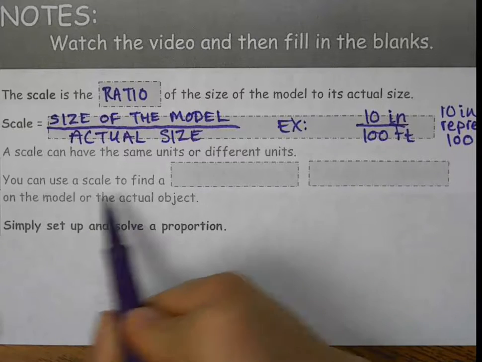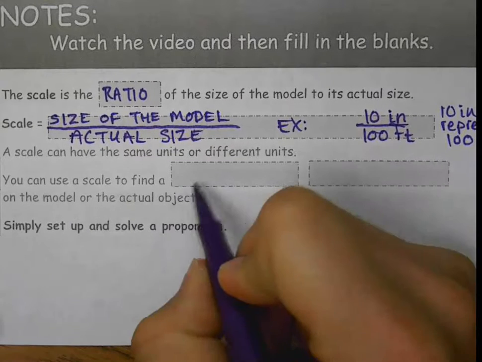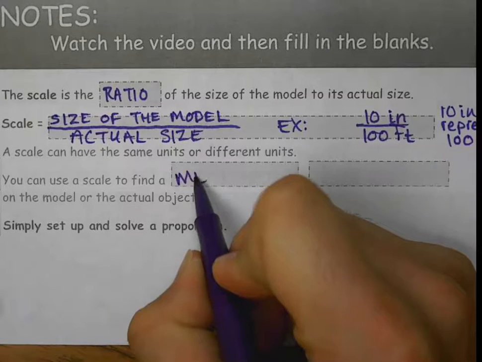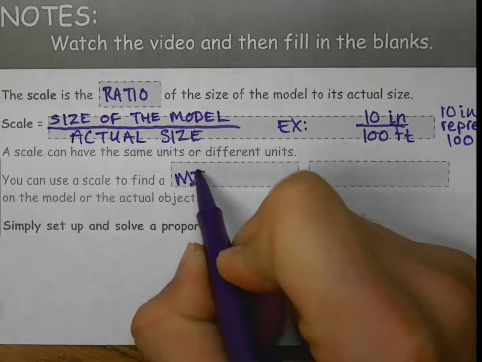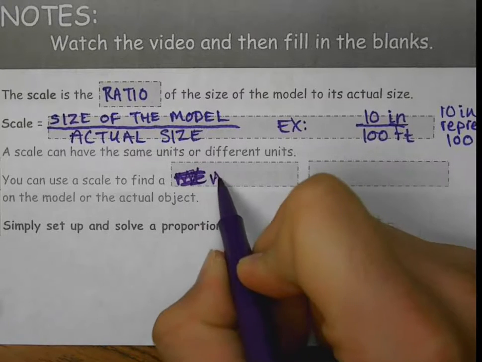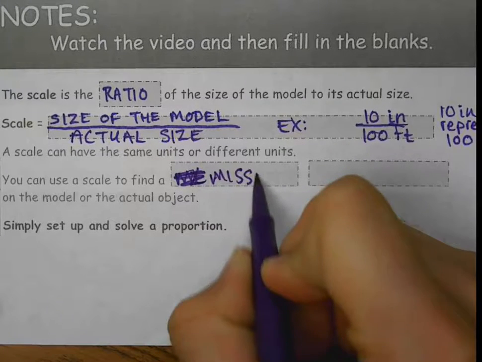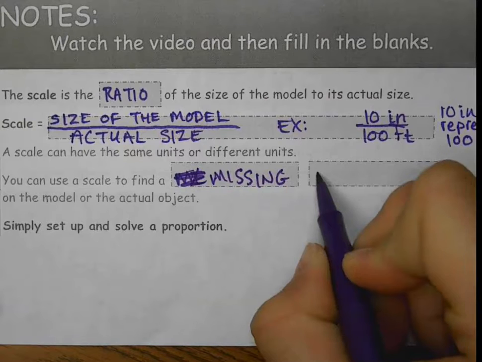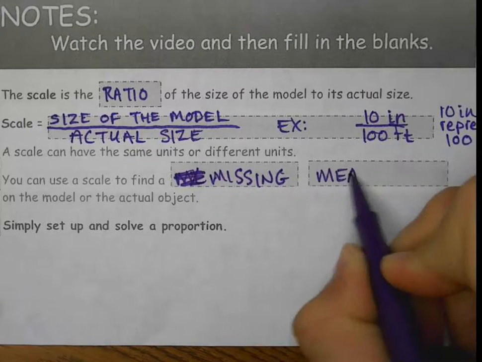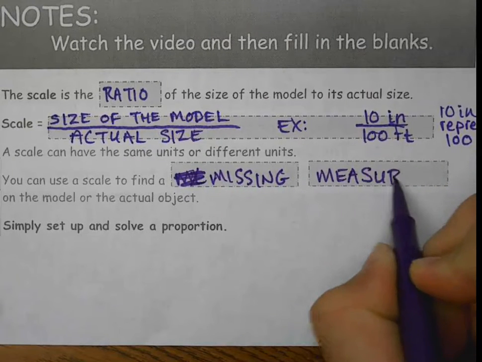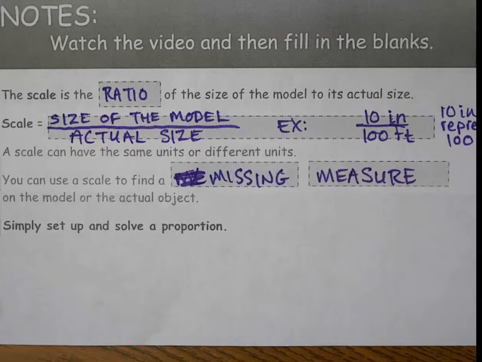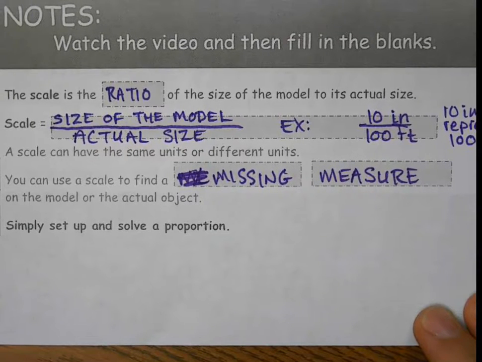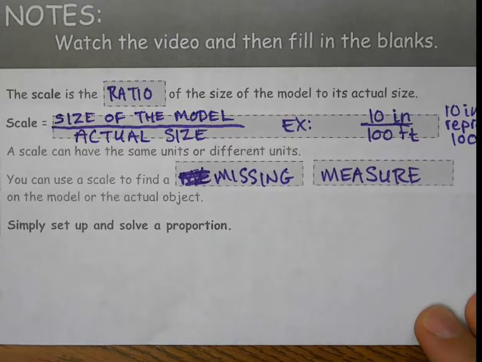You can use a scale to find a missing measure. Sorry, I misspelled missing. Okay, and that is where proportions come in. You can use a scale to find a missing measure on the model or on the actual object. Simply set up and solve a proportion.